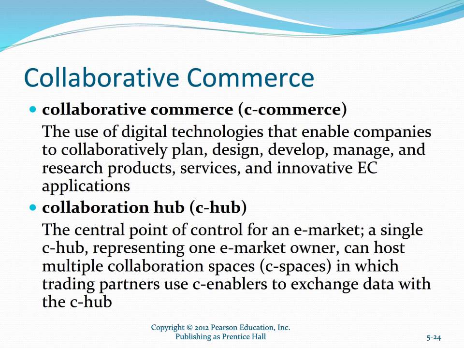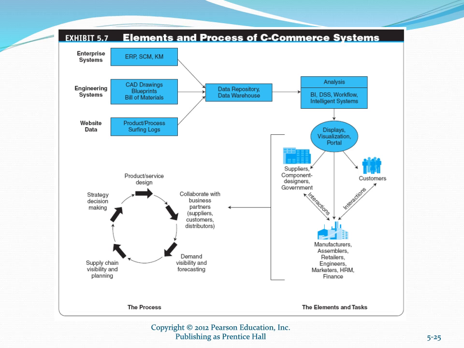All this collaborative commerce has to occur in some place, and that's what a collaboration hub is. It's a central point of control for an e-market. A single C-hub representing one e-market owner can host multiple collaboration spaces. In other words, multiple tools, multiple groupware, blogs, wikis, etc., in order to exchange this information so that all the partners may benefit from that.